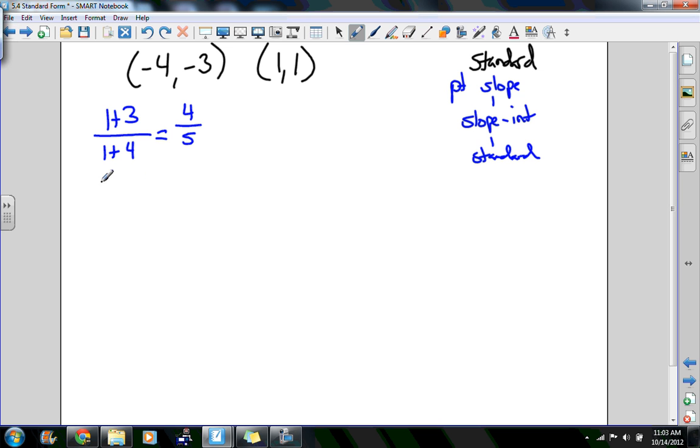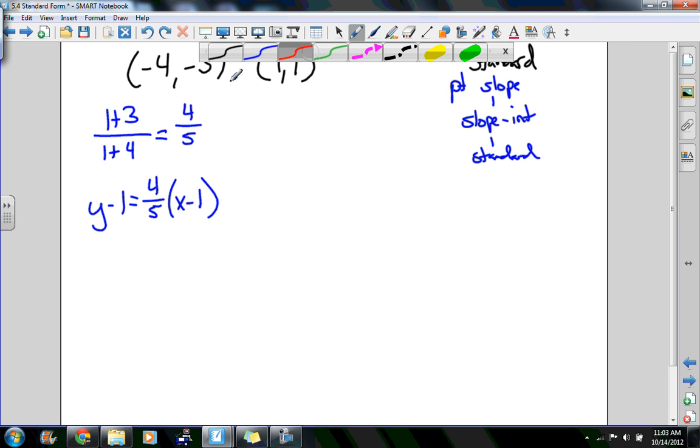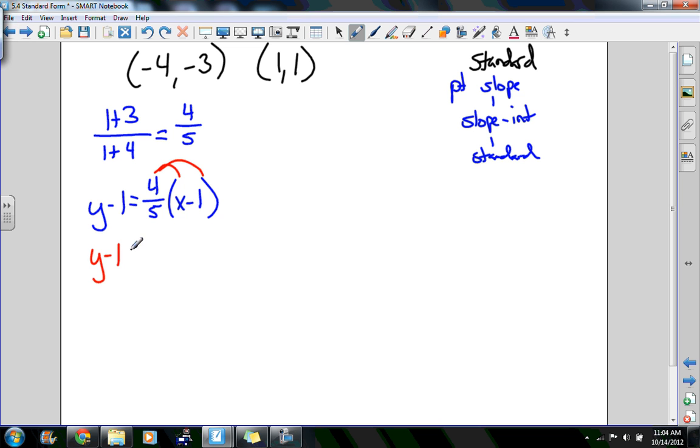All right. So then I'm going to pick the ones on the right because they're smaller numbers. So I will go y minus 1 is equal to 4/5 parentheses x minus 1. So we will have some fractions, but that's okay. To get y by itself, I'm going to change colors here to red. I have to distribute. So I get y minus 1 is equal to 4/5 x minus 4/5.